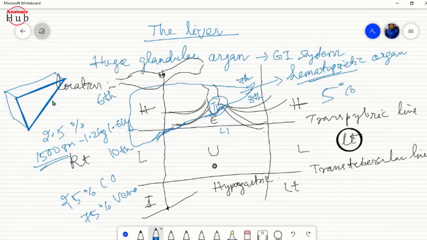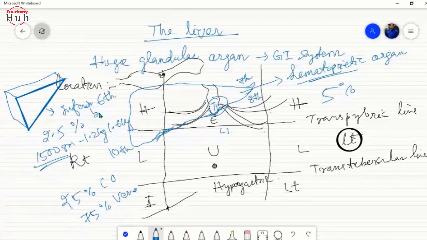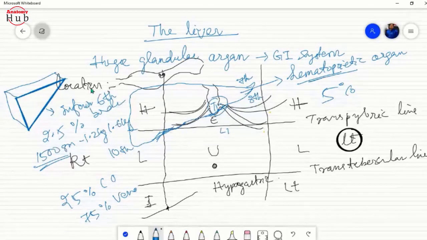So this wedge shaped organ has only one border, that is known as the inferior border. We'll find only the inferior border. No other borders are present. Only one prominent border, the inferior border. And it has two surfaces. One is the diaphragmatic surface, visible from the anterior side, and another is the visceral surface, present inferiorly. That we'll see in a while.